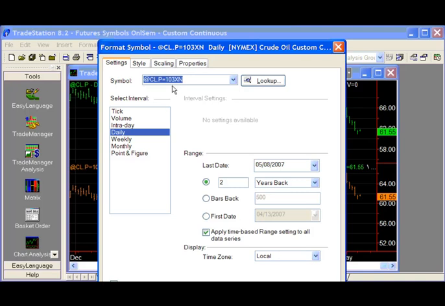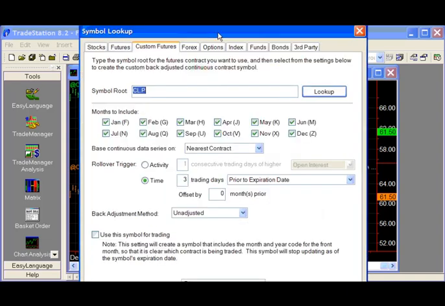Here's the symbol as it was constructed. But as I said, the details for the symbol and how it's actually constructed are in the symbol lookup. So let's click there and take a look at that dialog box. In the symbol lookup, there are a number of tabs. I'm sure most of you have seen this already. You've looked up a variety of symbols. But a relatively new tab is the one labeled Custom Futures.